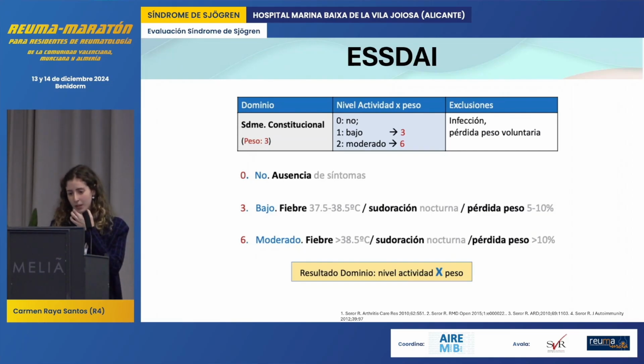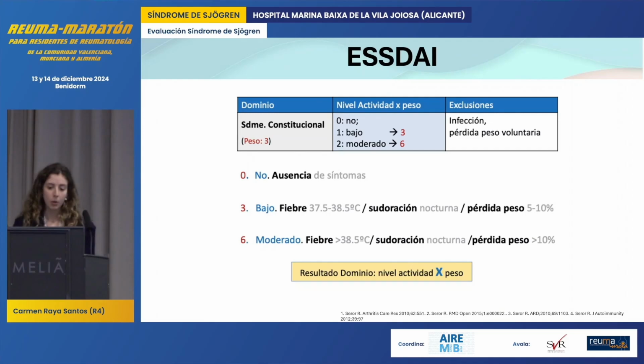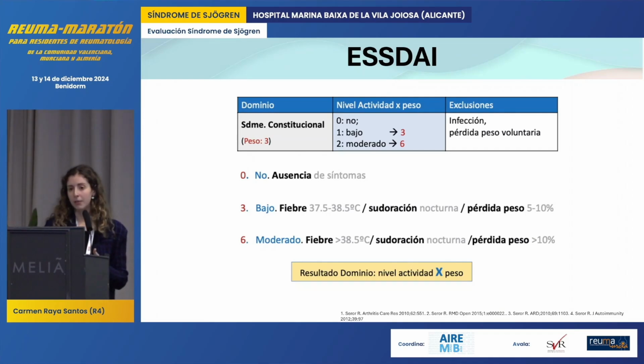So for example, we look at the constitutional syndrome, which has a weight of 3, and the activity level will be scored as 0, 1, or 2, depending on the symptoms the patient presents. For example, if there are no symptoms, it would be a 0. If they have a fever between 37.5 and 38.5 degrees, night sweats, or weight loss between 5 to 10%, that would be a low level, which is a 1. But since it has a weight of 3, you have to multiply it by 3. So it would be 3, okay? That's the final score. You always have to remember to rule out other causes like infections or intentional weight loss. So in that case, it wouldn't count.